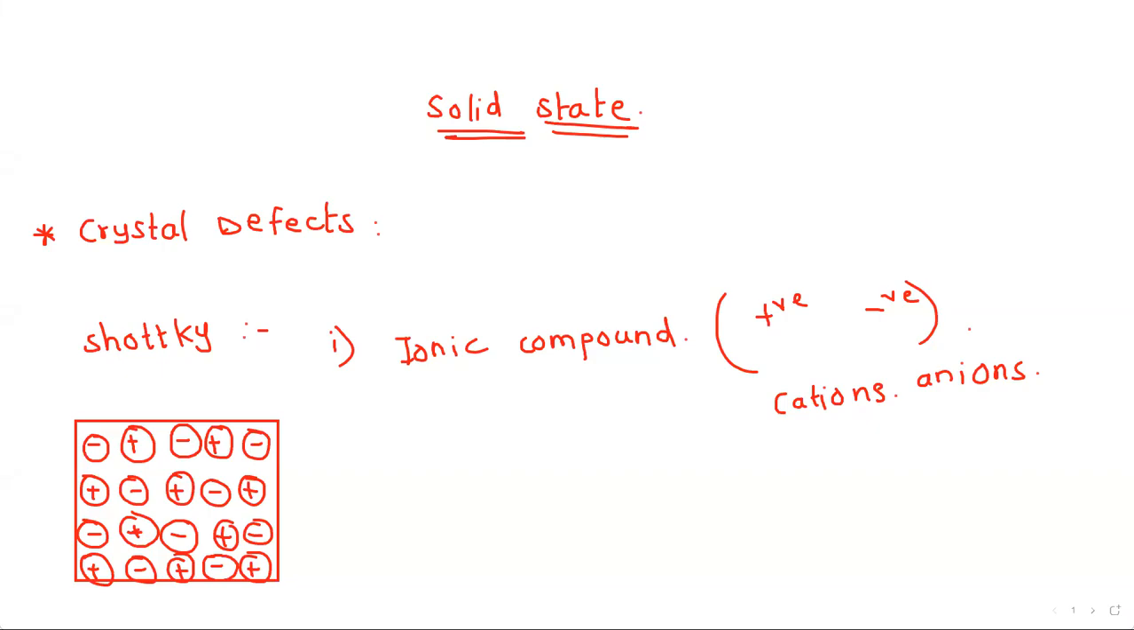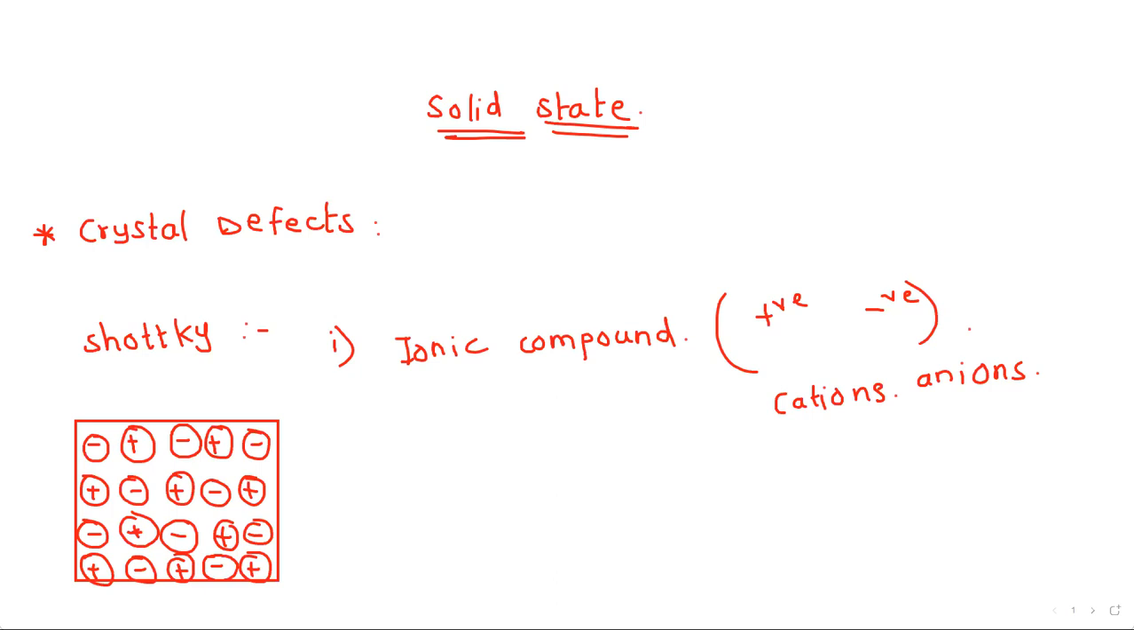Hello students, in the last video of solid state, we started a very important concept, which is crystal defects. Till now we have completed two types under stoichiometric point defects, which are the vacancy defect and the self-interstitial defect. So the third defect under stoichiometric point defect is the Schottky defect.